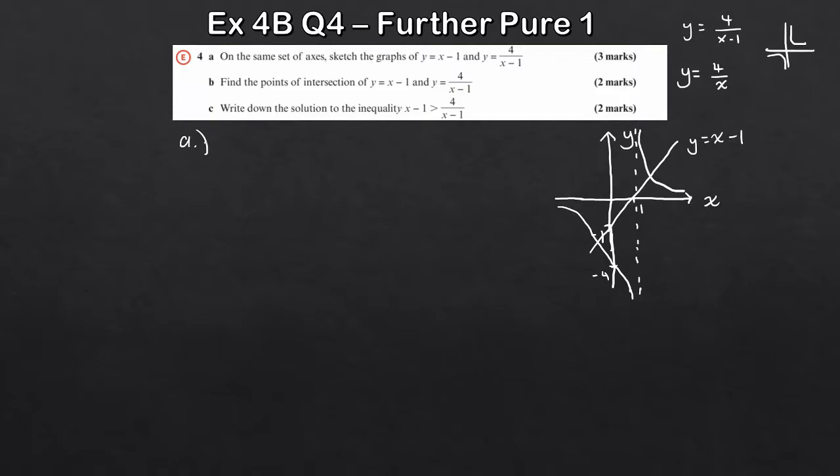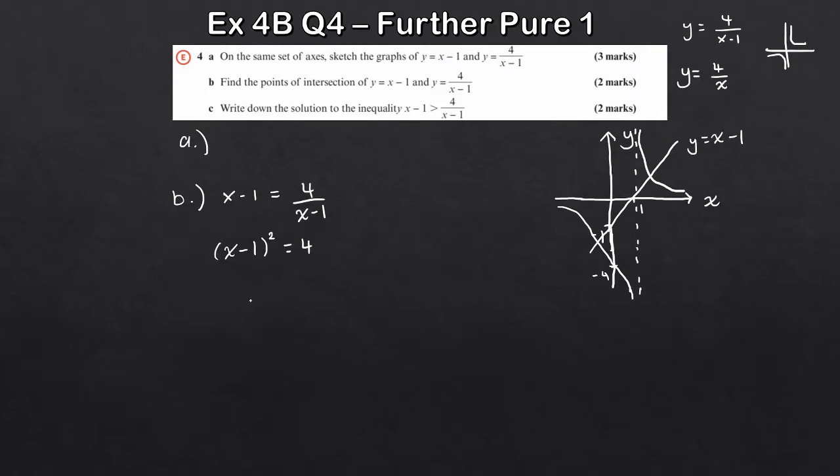So part B: we want to find the points of intersection of y equals x minus 1, our straight line, and our reciprocal graph, y equals 4 over x minus 1. Nice and easy. If they're both y equals, then they're equal to each other. So equating them, x minus 1 is equal to 4 over x minus 1. Multiplying through by x minus 1, we get x minus 1 all squared equal to 4.